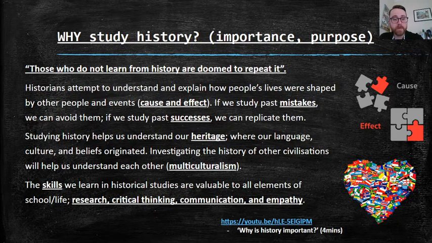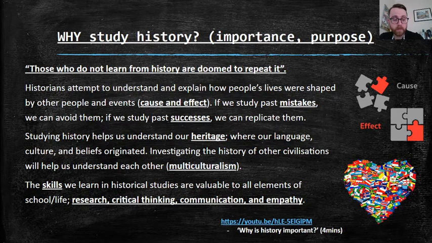So historians attempt to understand and explain how people's lives were shaped by other people and events. So we look at cause and effect, which is something you use in science. I put this here, I put that there, it explodes. You'll use it in maths and engineering, in any aspect of your life. You use a lot of these historical skills elsewhere. If we study past mistakes, we can avoid them. So, okay, what happened 20 years ago, 100 years ago? That happened, I'm not going to do that again. Easy. If we study past successes, we can replicate them.